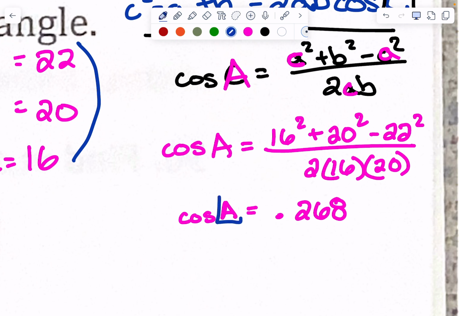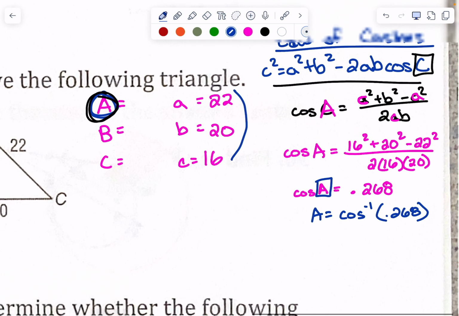How do I get just A? Oh, inverse. I've still got to do the inverse, right? Inverse cosine of that 0.268. You still got to do that, which will be 74.4. So 74.4 for A.